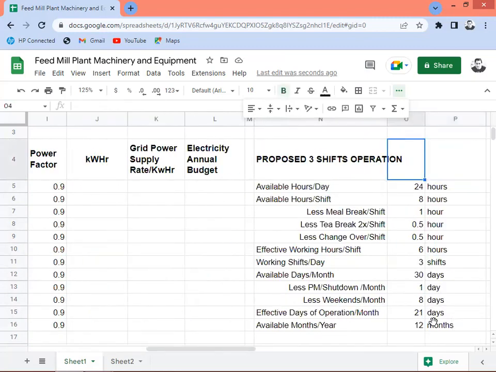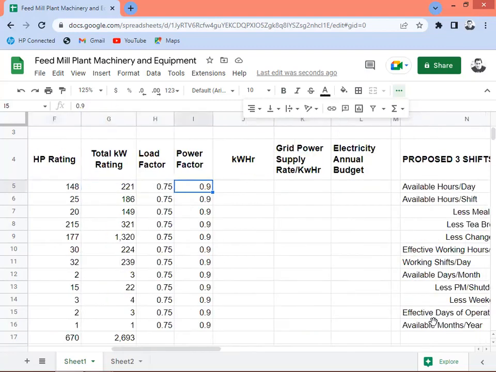Before I calculate, I already have the proposed three shifts operation, because this will be included in the equation in coming up with the kilowatt hour. So what would be the equation of kilowatt hour? We're going to calculate it like this. Kilowatt hour is equal to this one, total kilowatt rating. This is where we're going to get, and then multiply by, which one's next?